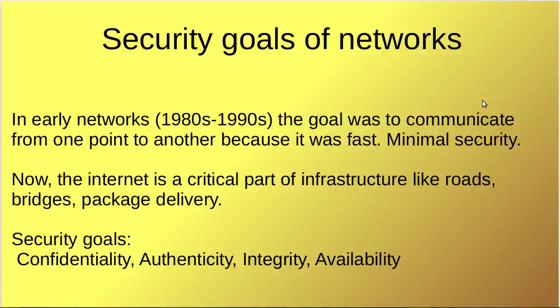Now that the internet is essentially a critical part of national infrastructure, just like roads and bridges and mail and package delivery, any kind of disruption in this critical infrastructure is going to be a big deal. So now we have real security goals, and some of the main goals are confidentiality, authenticity, and integrity of messages going on the internet. And remember, those three things are binary: either you have confidentiality or you don't, either you have authenticity and integrity or you don't.